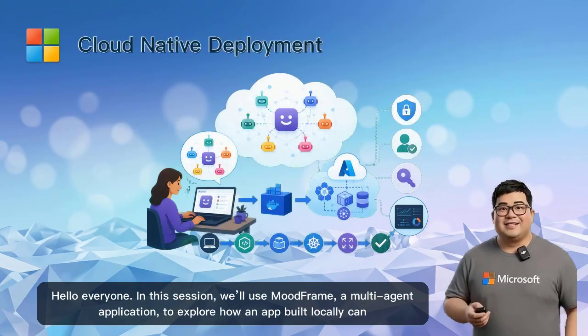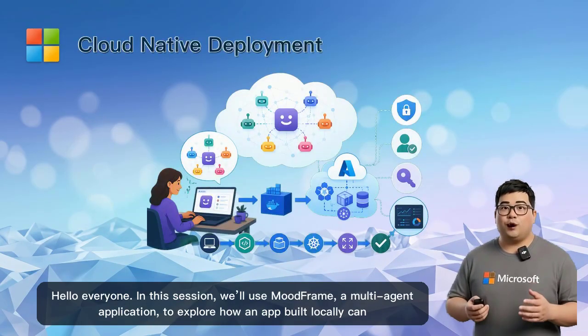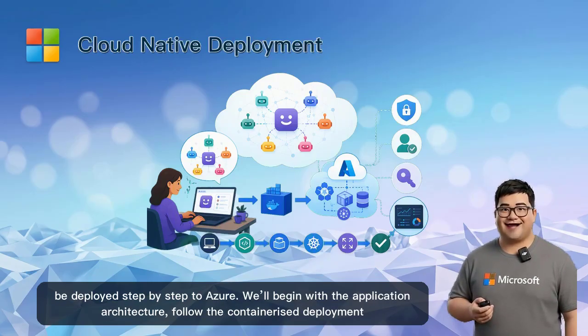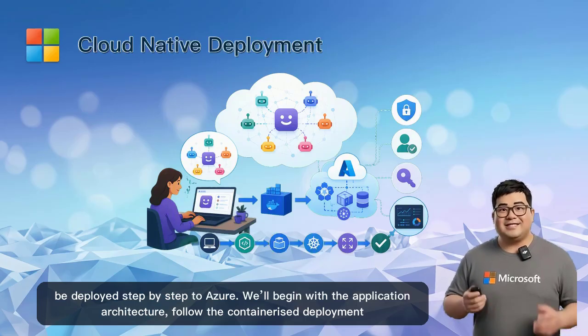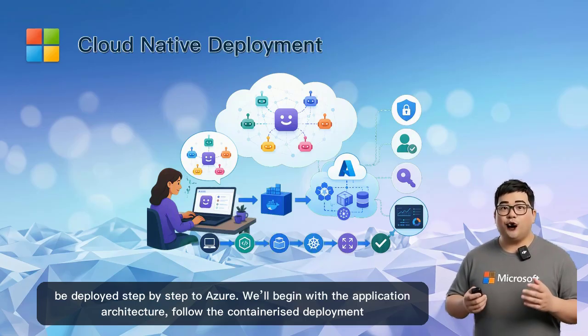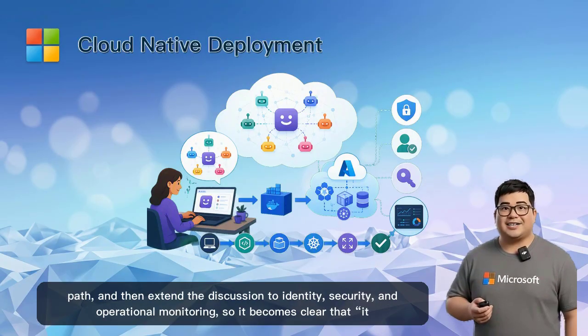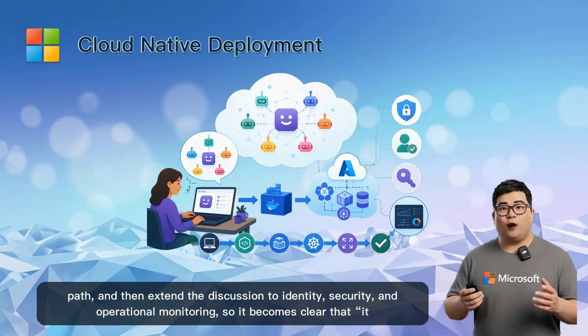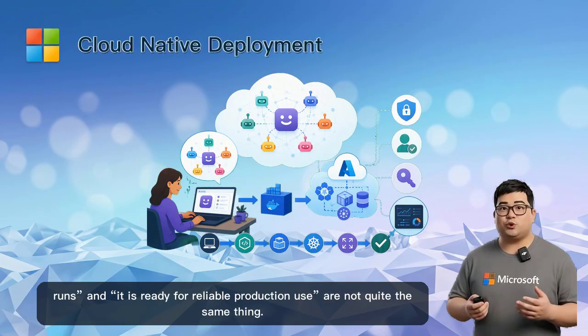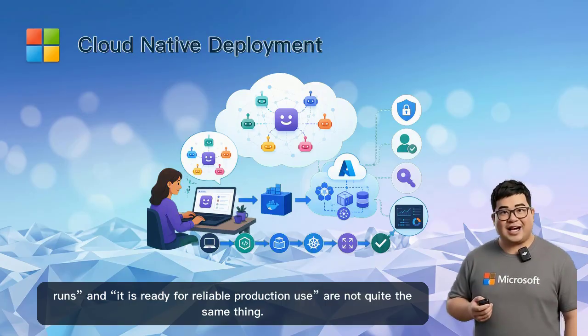Hello everyone. In this session, we'll use MoodFrame, a multi-agent application, to explore how an app built locally can be deployed step by step to Azure. We'll begin with the application architecture, follow the containerized deployment path, and then extend the discussion to identity, security, and operational monitoring, so it becomes clear that "it runs" and "it is ready for reliable production use" are not quite the same thing.